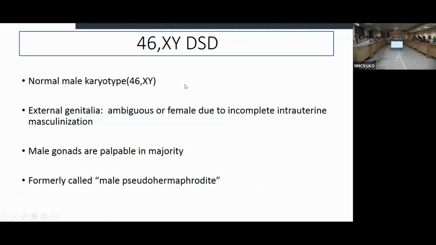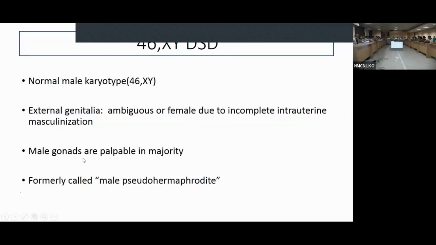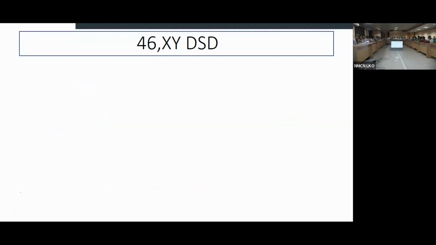Now moving on to the 46XY DSDs. Here, the karyotype is that of a normal male. There is no abnormality in the karyotype, but the external genitalia could be ambiguous or it could be almost female-like. Most of these 46XY DSDs will have palpable gonads, that is testes, and these were the individuals who were previously referred to as male pseudohermaphrodites, but nowadays we don't use these terms.